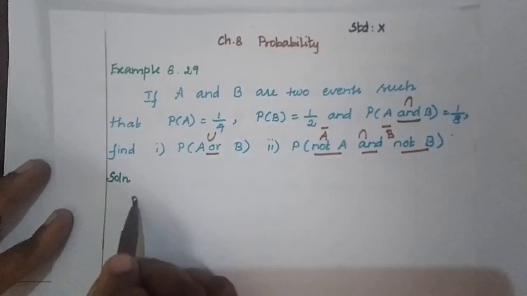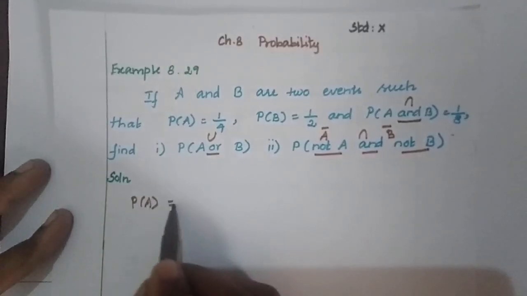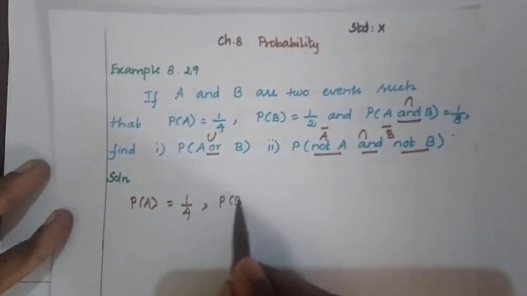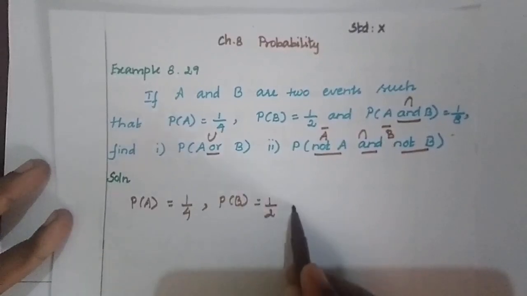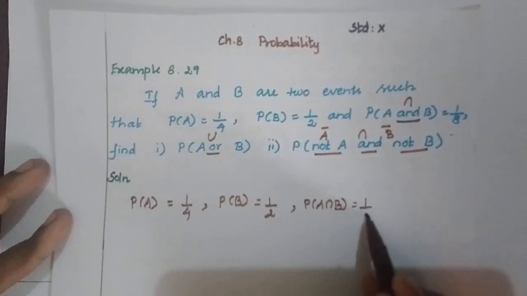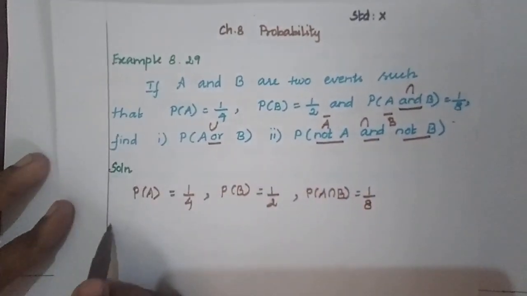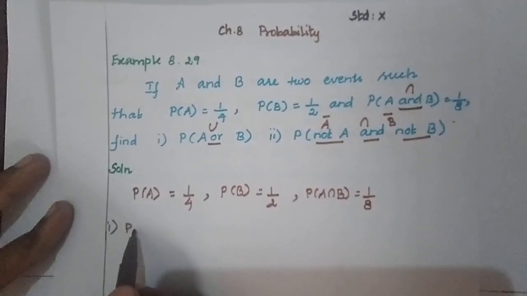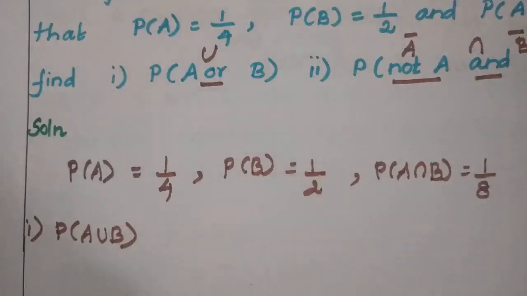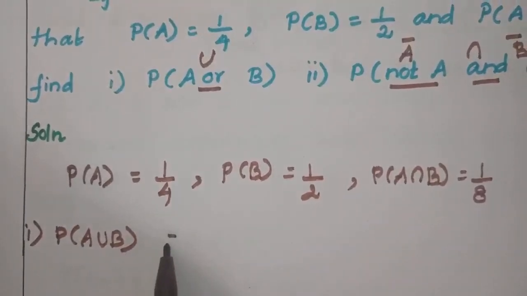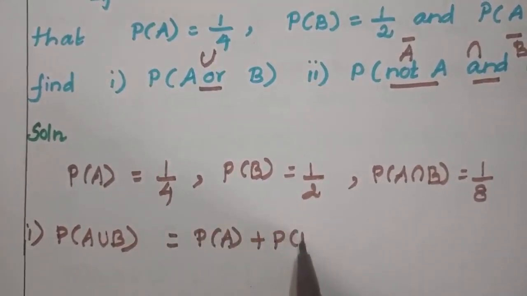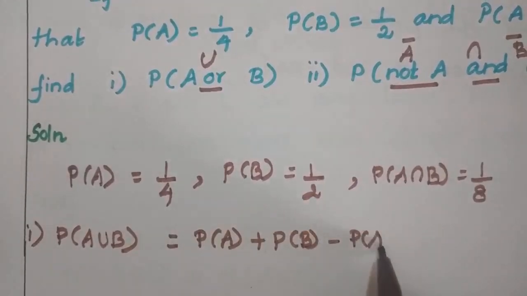It's given in the question that P of A is equal to 1 by 4 and P of B is given as 1 by 2 and P of A intersection B value is given as 1 by 8. So the first subdivision is we have to find P of A union B. What's the formula to find P of A union B? That is P of A plus P of B minus P of A intersection B.